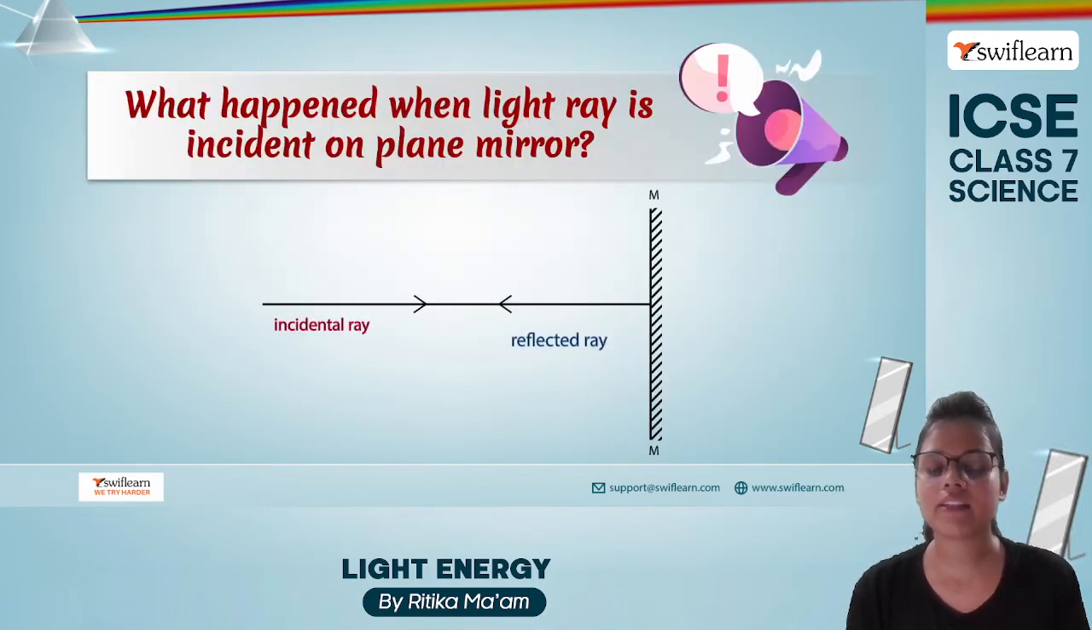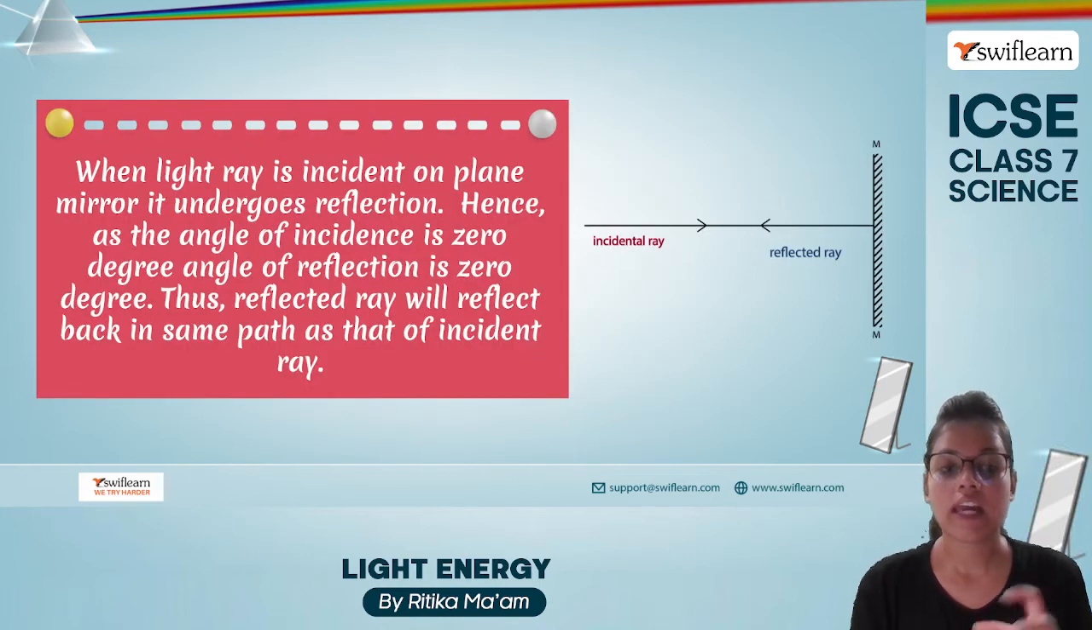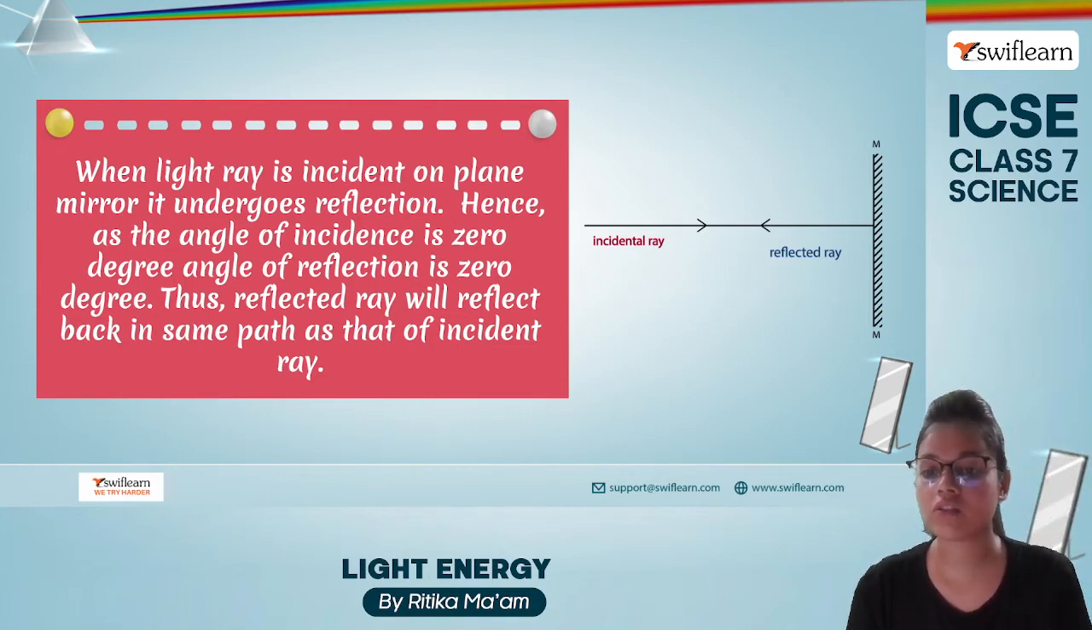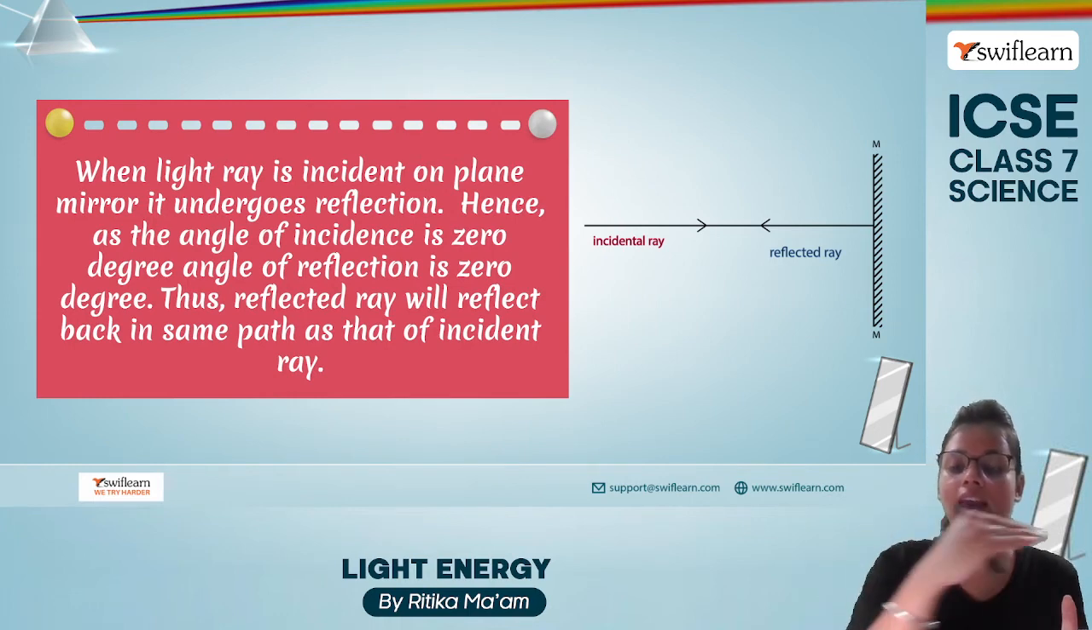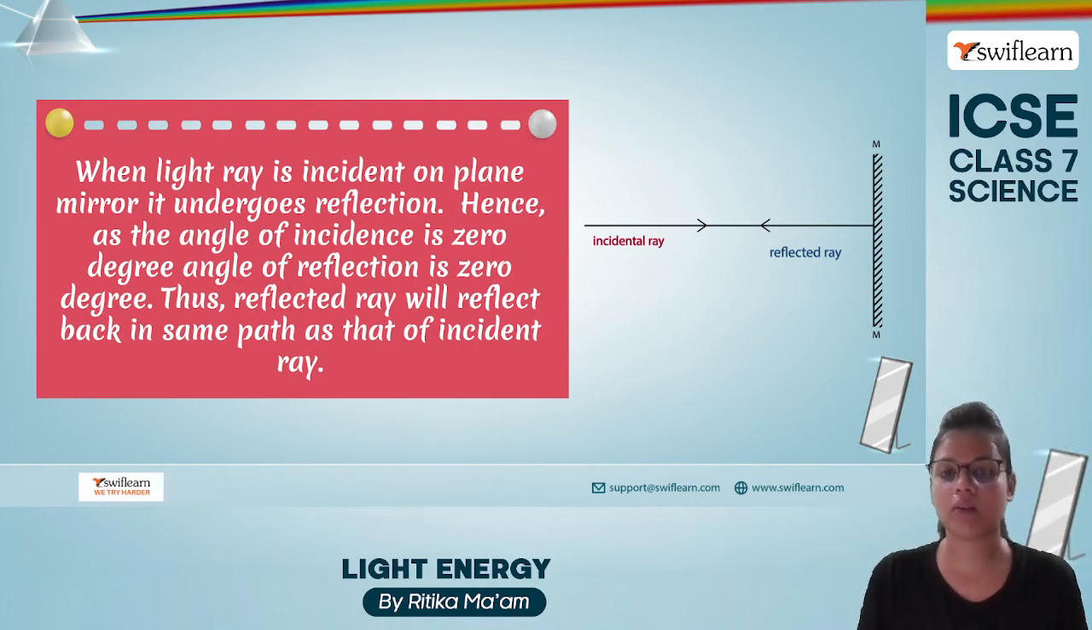Whenever light is incident on a plane mirror, what happens? It reflects back. So whenever any light ray is incident on a plane mirror, it undergoes reflection. And as the angle of incidence is 0, the reflected angle will always be 0 because it follows the laws of reflection, and the reflected ray will again travel along the same path.